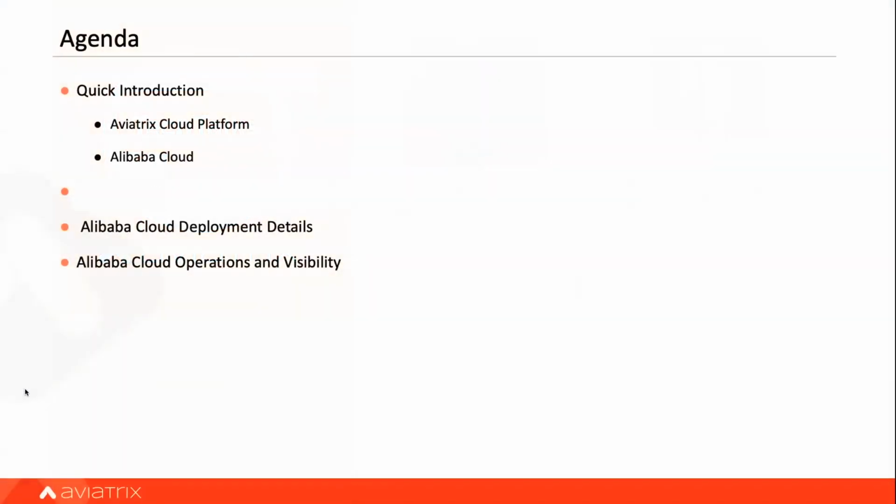So this is what we will cover. I'll give you a quick introduction of the Aviatrix Cloud Platform, what those software components are, and also a little bit about the Alibaba Cloud. We will also look at the cloud deployment details, especially covering Alibaba Cloud. And as you know, in cloud or even in any networking and security solution, visibility and operation is extremely important. So we will cover that as well.